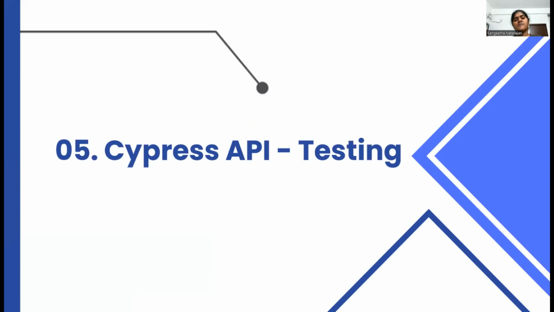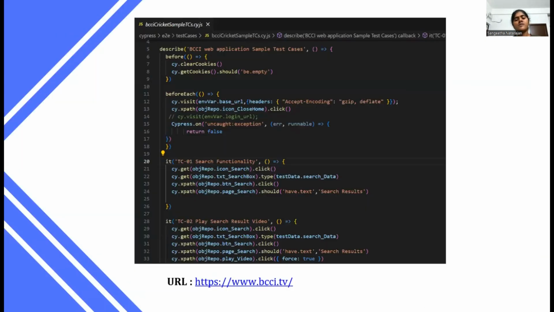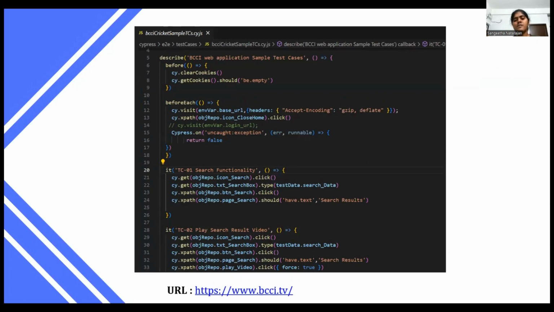So next is Cypress API testing. Before moving to Cypress API testing, I'm going to show you this live demo. Here is the sample application, the BCC cricket application. This is the application I have automated using JavaScript. I just want to show you the benefits, what features are available, how we can implement the page object model, and what the structure is, everything I have to tell you now.